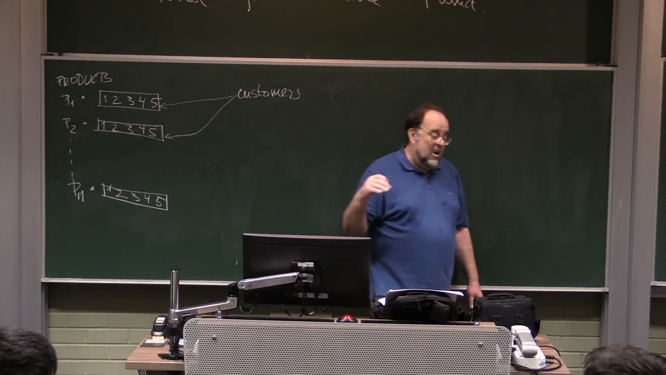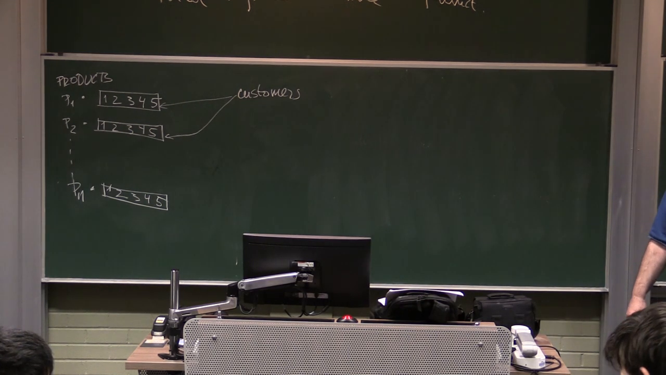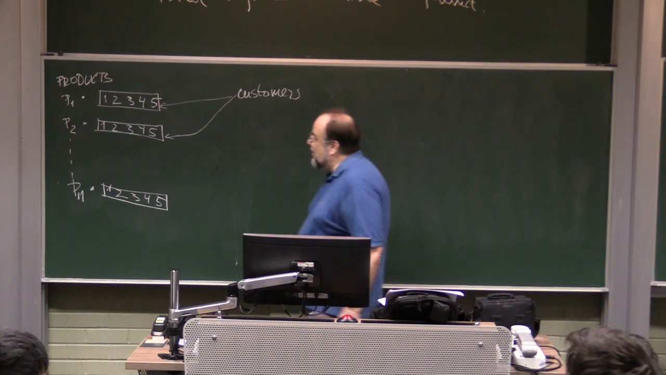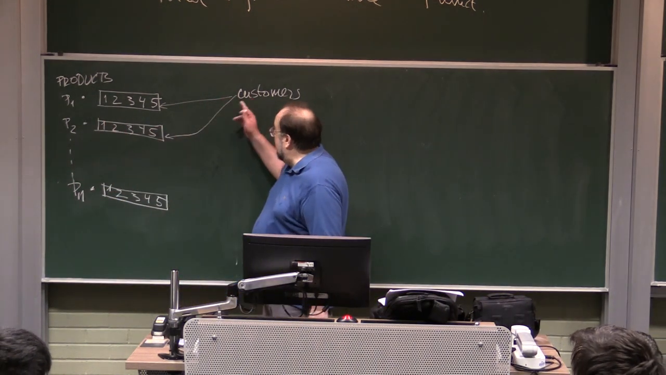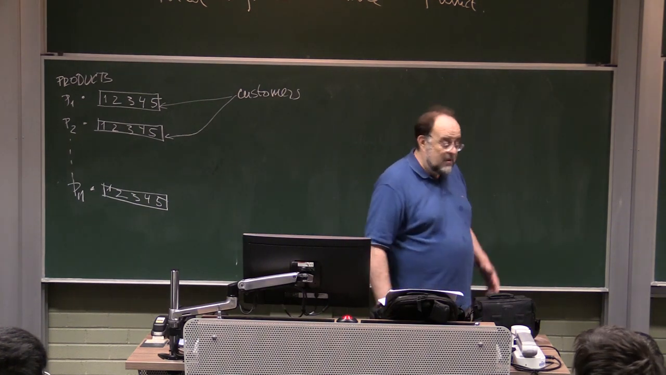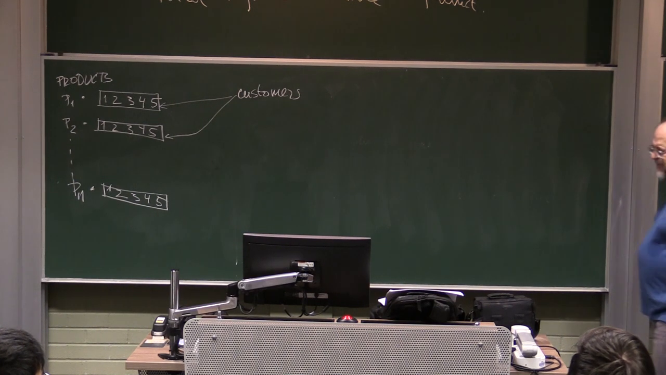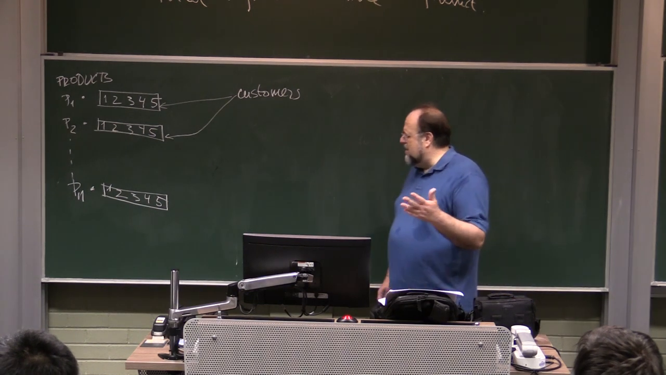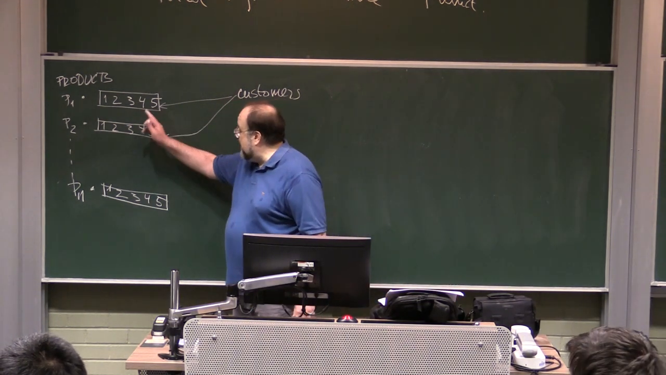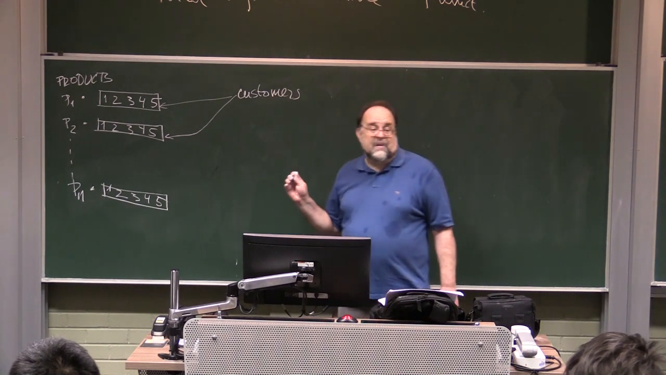And lo and behold, because my former students worked on that, there is a database called IMDb that has a huge number of movies and ratings from a very large number of customers. On average, each customer ranks a number of movies on the order of tens, right? So each customer ranks several movies, and every movie is ranked by several customers.